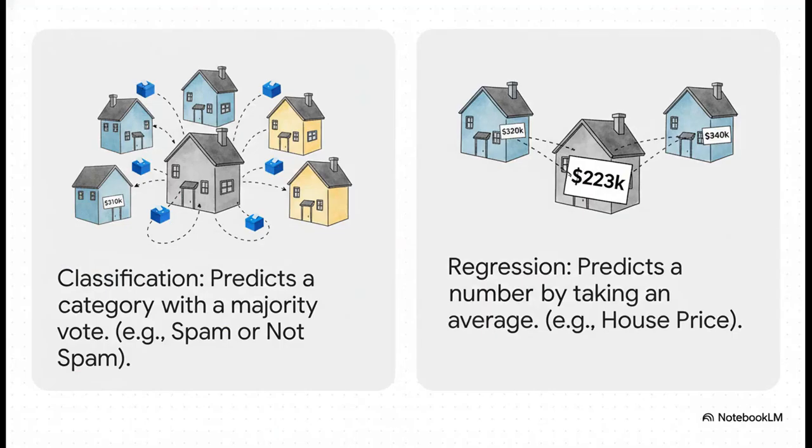So KNN is a great multitasker. It's got 2 main jobs. The first one is classification. This is when it takes that majority vote from the neighbors to decide on a label, like, is this email spam or not spam? The second job is regression. That's when it predicts an actual number by just taking the average value of its neighbors, like predicting the price of a house based on the prices of similar houses nearby.